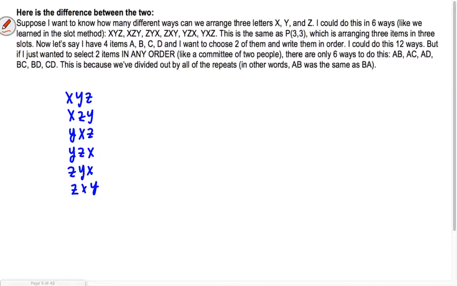6 ways. That's exactly what we've been doing. We've been saying 3 times 2 times 1, right? 3 letters could go in the first spot. Once I choose that letter, I only have 2 choices for the next one, and then 1 choice, a total of 6 ways.